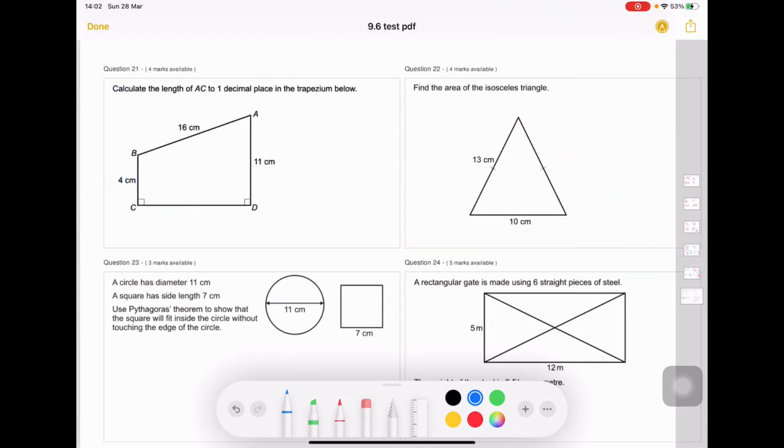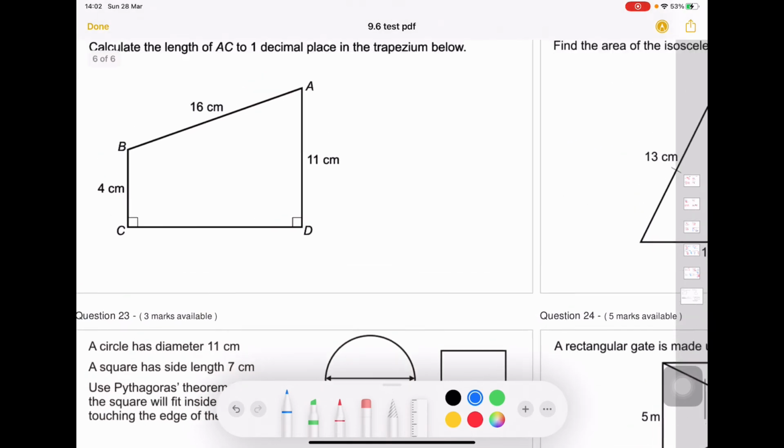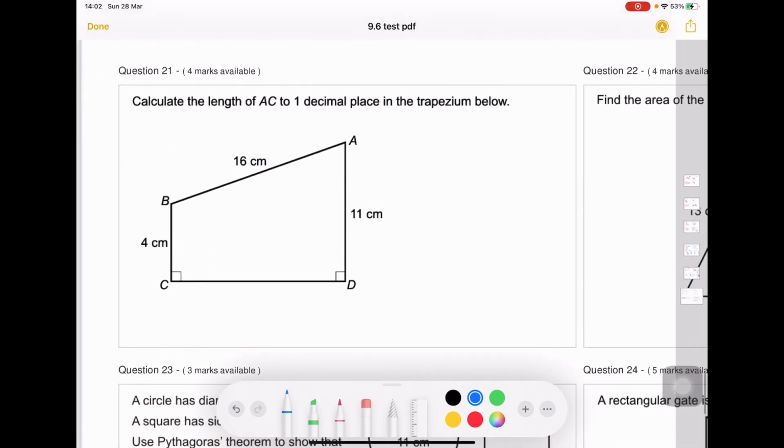The last 4 questions in this homework were the most difficult, and they are all problem-solving questions. Generally in past papers, in exam papers, the hardest questions are problem-solving questions. So let's do these ones as well. Calculate the length of AC to 1 decimal place in the trapezium below. I'm going to split the trapezium into 2 shapes, a rectangle and a right-angled triangle.